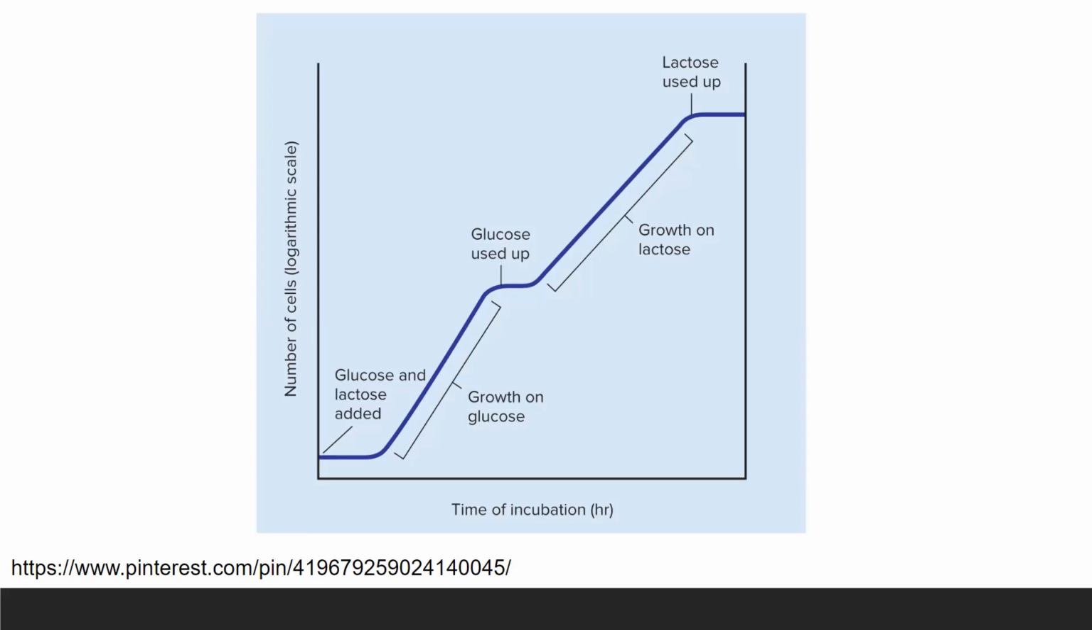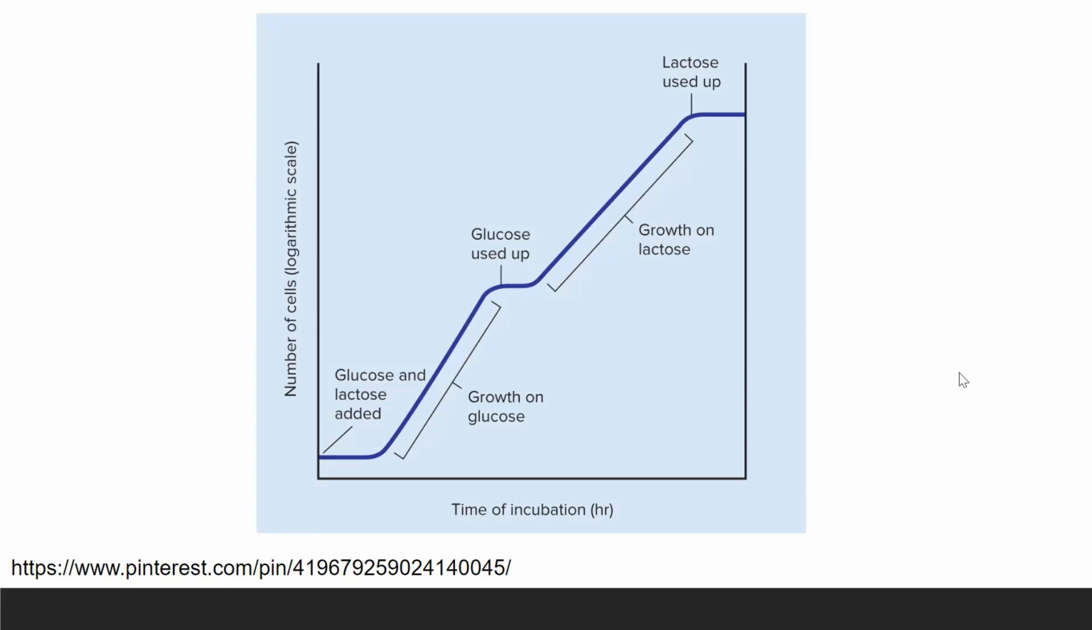Like you can see here, the E. coli undergoes a lag phase and then a log phase or the exponential growth where glucose is being utilized. And once the glucose is used up, it enters another lag phase and a log phase where the lactose is used up. And then finally a stationary phase. And this sequential use of carbon source, or the diauxic growth that you can see here, is due to the Lac-operon.